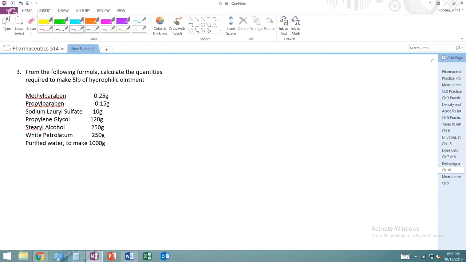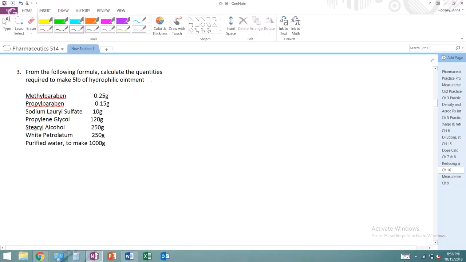For the following formula, calculate the quantities required to make 5 pounds of hydrophilic ointment. So, trying to remember, sodium lauryl sulfate, I believe that's a preservative, maybe? Alcohol, we use that to thin out. Petrolatum is usually your base. The parabens are usually like your main waxes, if I remember correctly, in an ointment. But I learned that years ago.